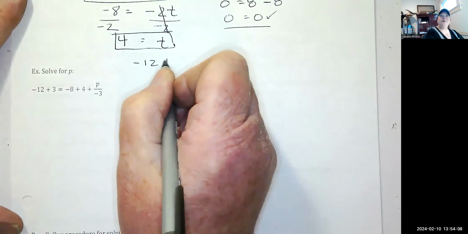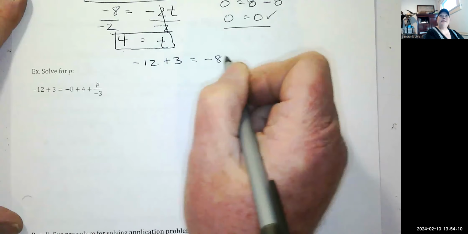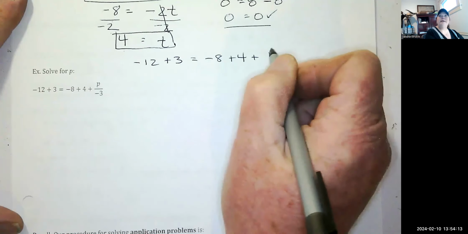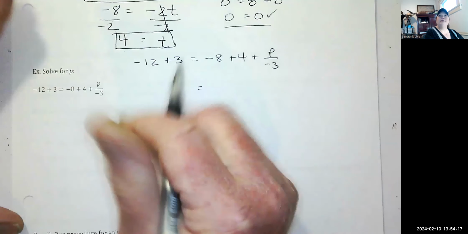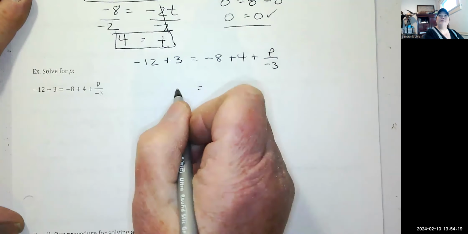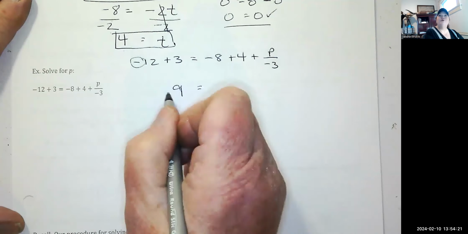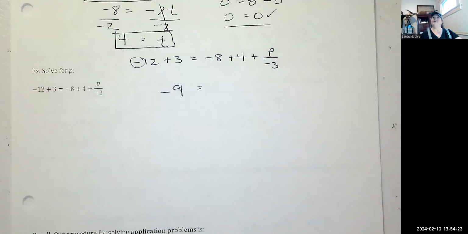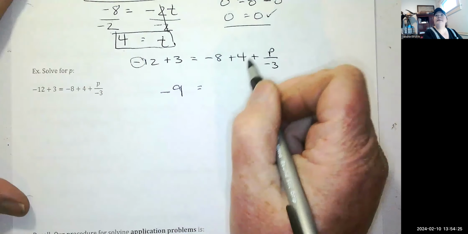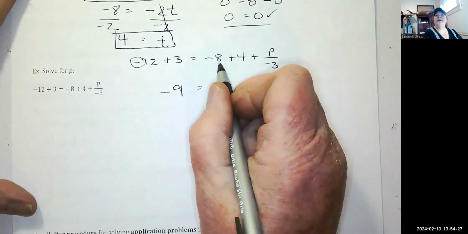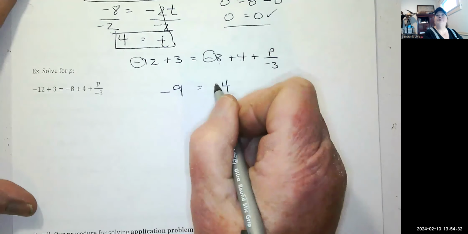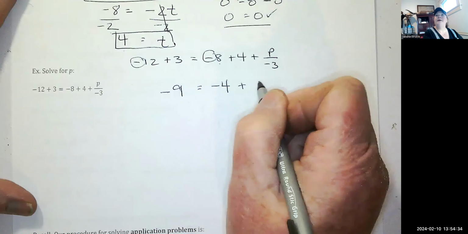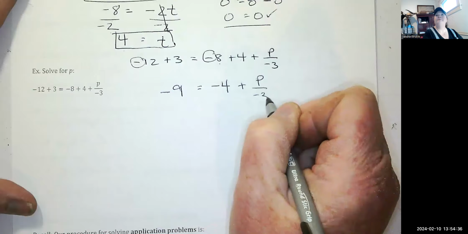Negative 12 plus 3 is equal to negative 8 plus 4 plus P divided by negative 3. All right, so my left side of the equation is all I'm touching right now. The signs are different, so we're going to subtract them and take the sign of the larger number. That's nicer. I can combine these two as well. So 8 is negative, 4 is positive. I need to subtract them and take the sign of the larger number. I'm going to bring down that positive P divided by negative 3.